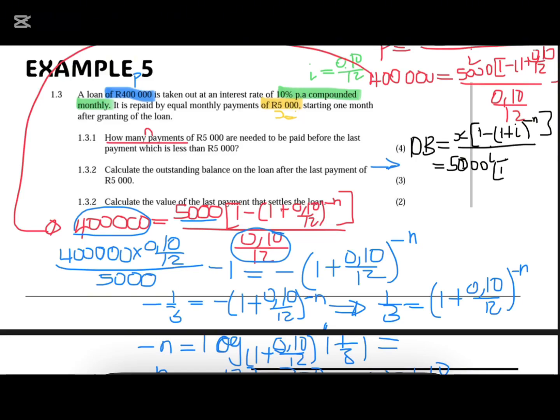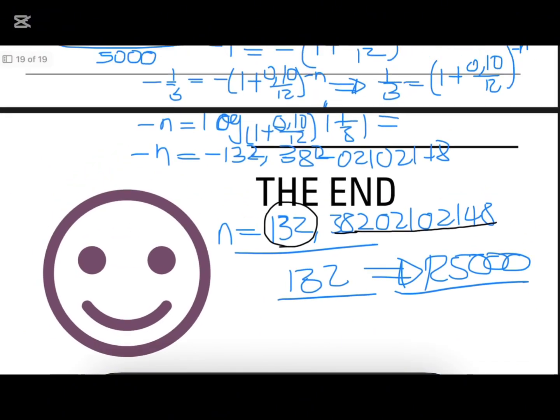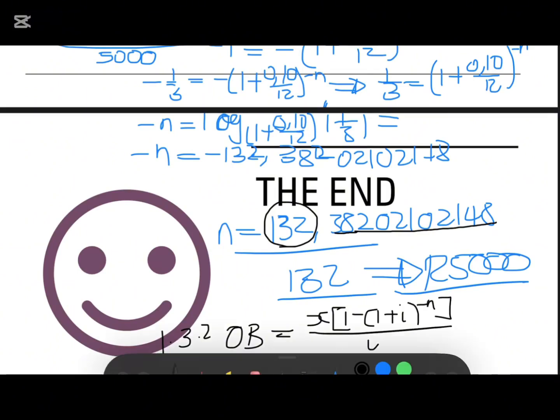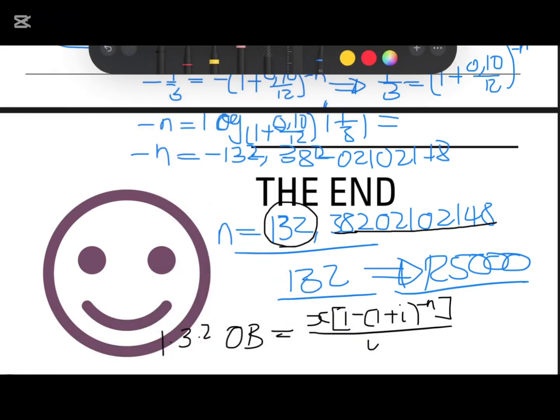5,000 into 1 subtract, oops, you don't have enough space, okay, I'll write it here for you. You have your outstanding balance equal to x into 1 subtract 1 plus the interest rate to the power n, and then divided by the interest rate. So now we are looking for the outstanding balance after you have made 132 payments, which are payments of 5,000 rand.